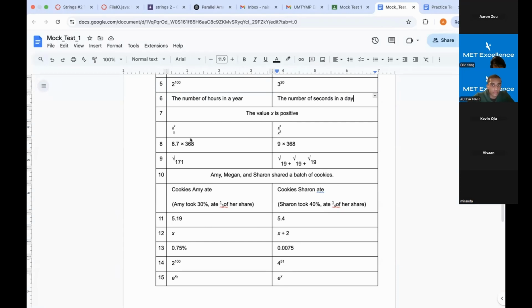Now we have this problem right here. This is a pretty simple problem because 368 is constant on both sides. You just have to look at the other number and see which is bigger. And as you can see, 9 is going to be bigger than 8.7, so the answer is going to be B.